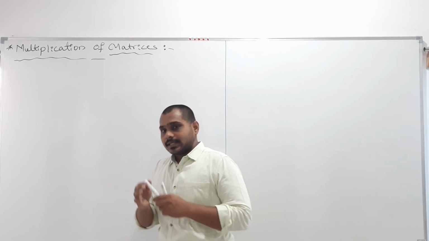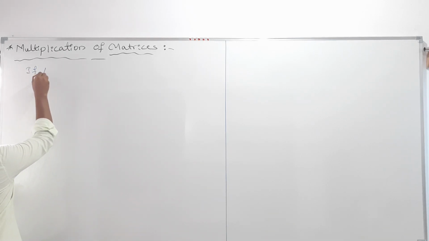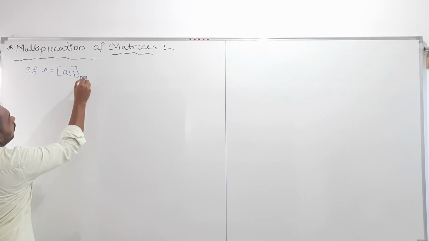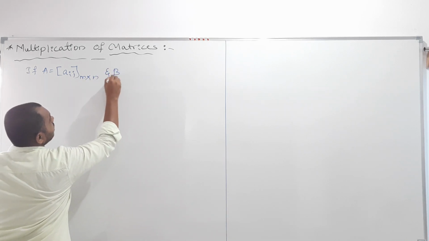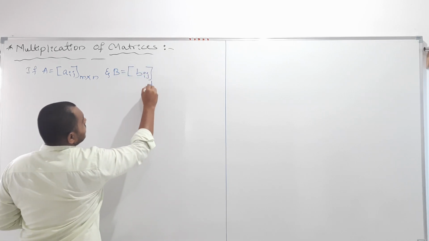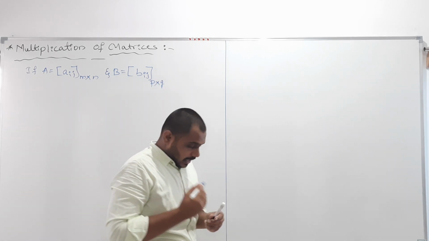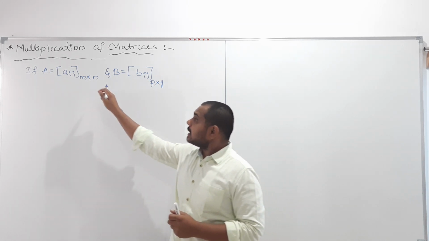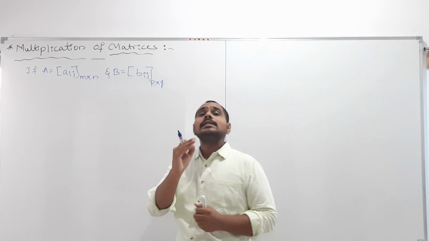So for that, my dear friends, if A = [aij] is a matrix of order m cross n, and another matrix B = [bij] is of order p cross q, then multiplication is possible only if, to multiply any two given matrices, there is one condition we should check.